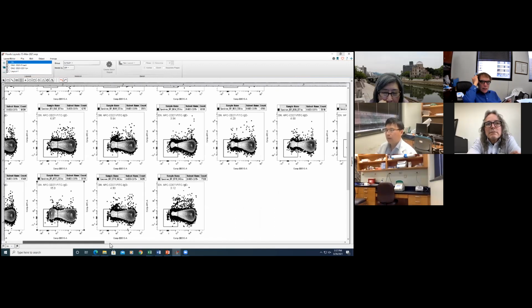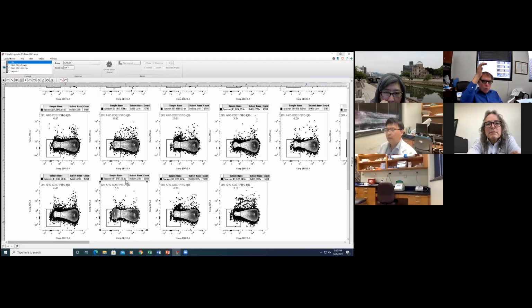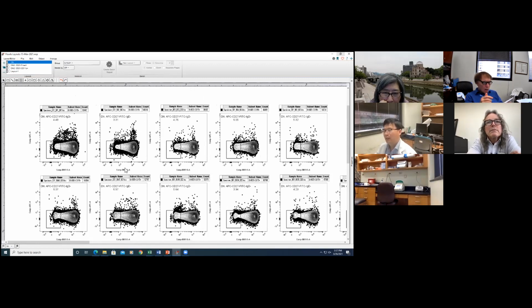Okay. Now, Jimmy, I'm having the same trouble. What are the X and Y axes here? Oh, okay. So X is IgD. So it's CD27 versus IgD. Y is APC CD27. Oh, okay. How old are the mice, Changming? I need to check. I guess 5 to 6 weeks.